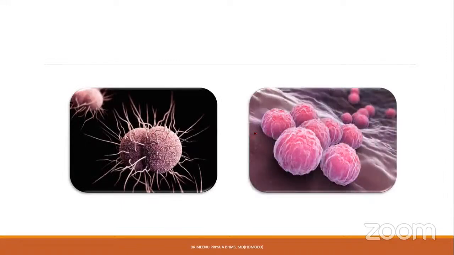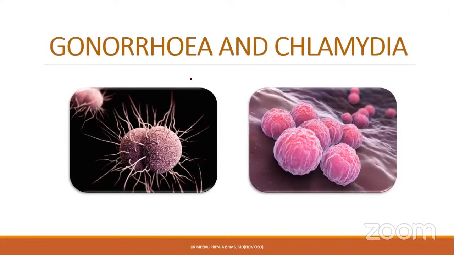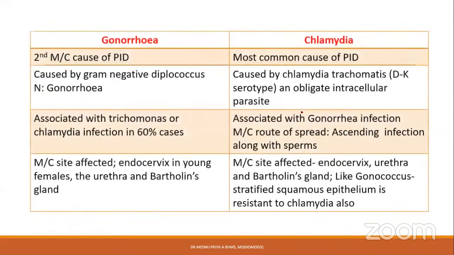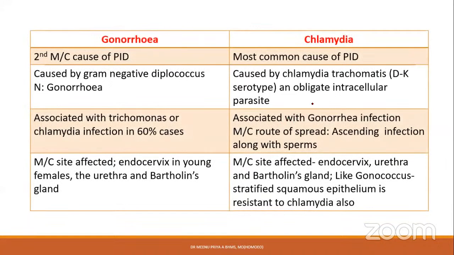Now the next two conditions are gonorrhea, gonococcus, and chlamydia trachomatis. So we will see what these two are. Gonorrhea and chlamydia are again pelvic inflammatory disease conditions, with the causing organisms gonococcus and chlamydia. You have to remember the most common cause of pelvic inflammatory disease. Just remember this: it is a sure question for a competitive examination, and theory-wise also it is important.